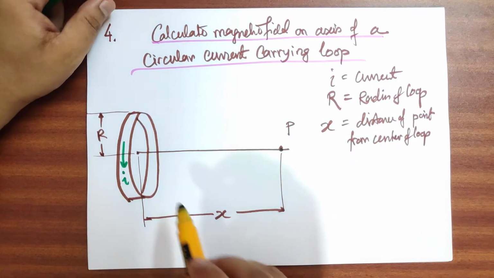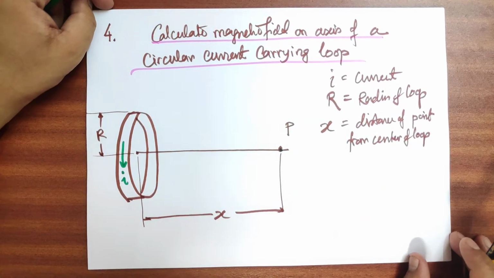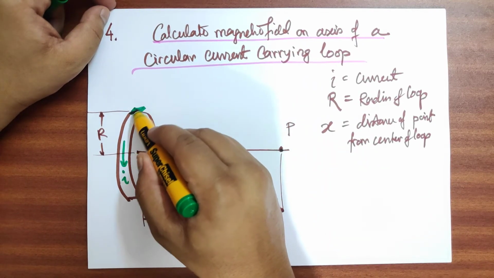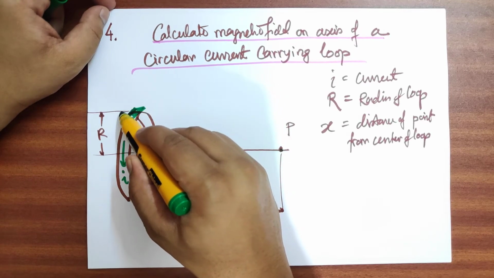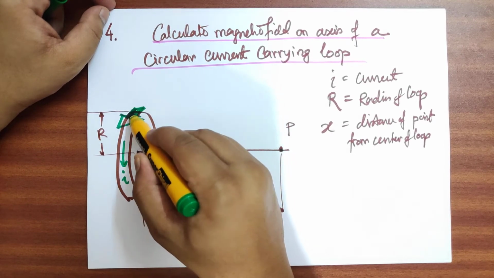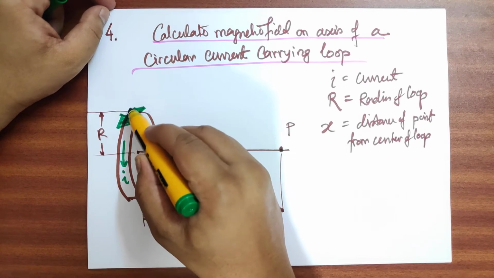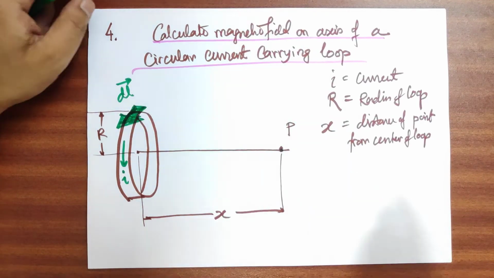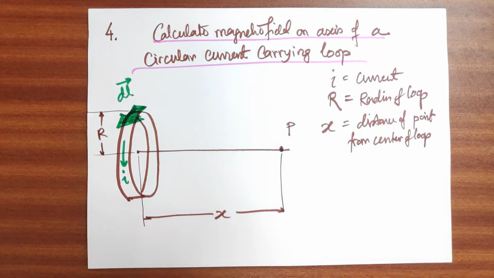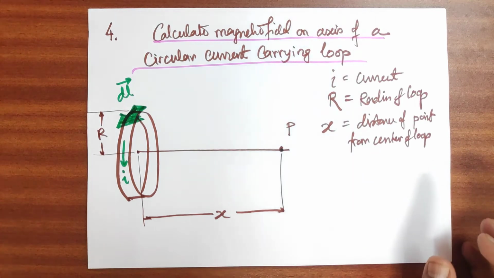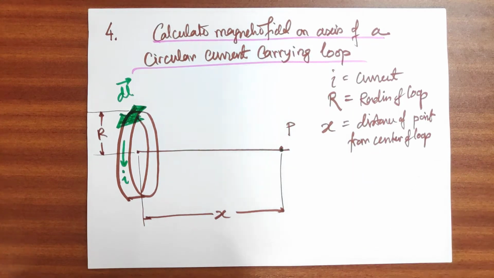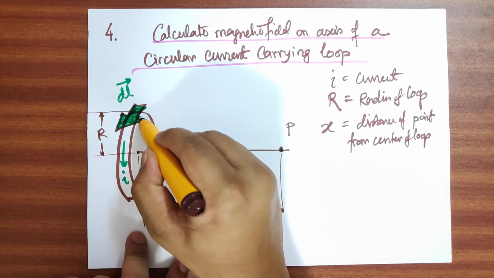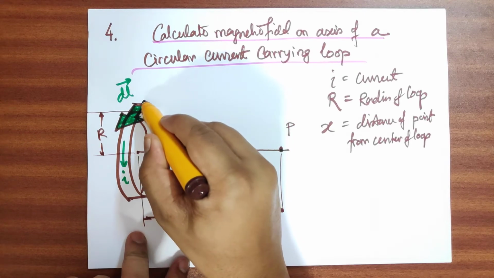For that, we have to choose a very small length dl on the circumference of this loop. So we can choose this dl like this. This is dl. I think you could follow what I have drawn. This is dl, a small part of the circumference, dl, right?